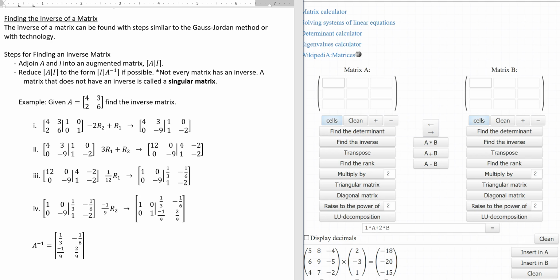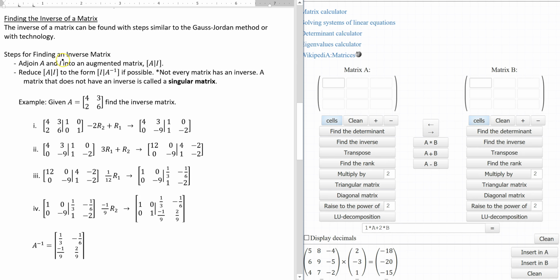Finding the inverse of a matrix. To find the inverse of a matrix, we need to follow the steps used with the Gauss-Jordan elimination method, or technology. Now, I highly recommend technology. I will go through the steps as if I were to do this by hand, so you have an idea of the process. All right, the steps are adjoin A and an identity matrix into an augmented matrix.